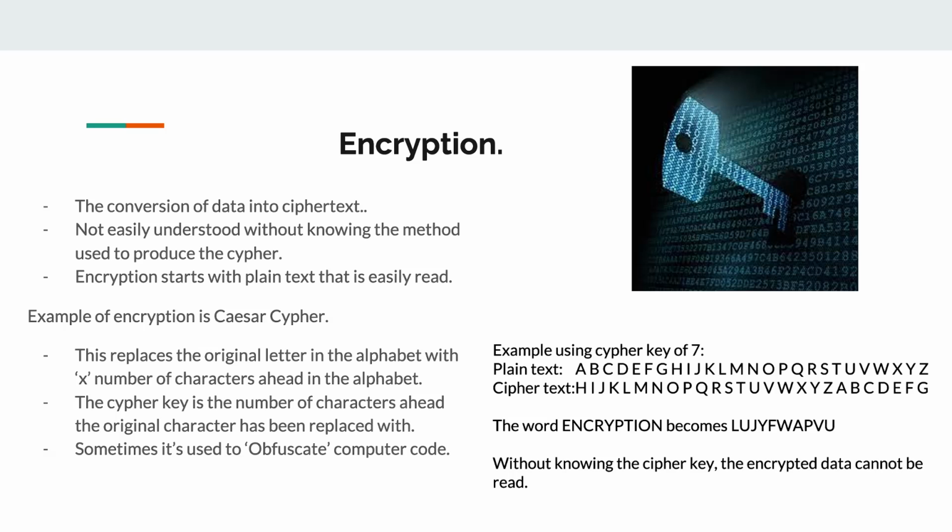This is a technique that replaces the original letter in the alphabet with another letter X numbers ahead. The cipher key is needed to decipher the encrypted text. This is the number of characters ahead that the original character is being replaced with. For example, if a cipher key of 7 was used, the word encryption would become an assortment of letters shown here. If the cipher key is not known, then the cipher text cannot be read.